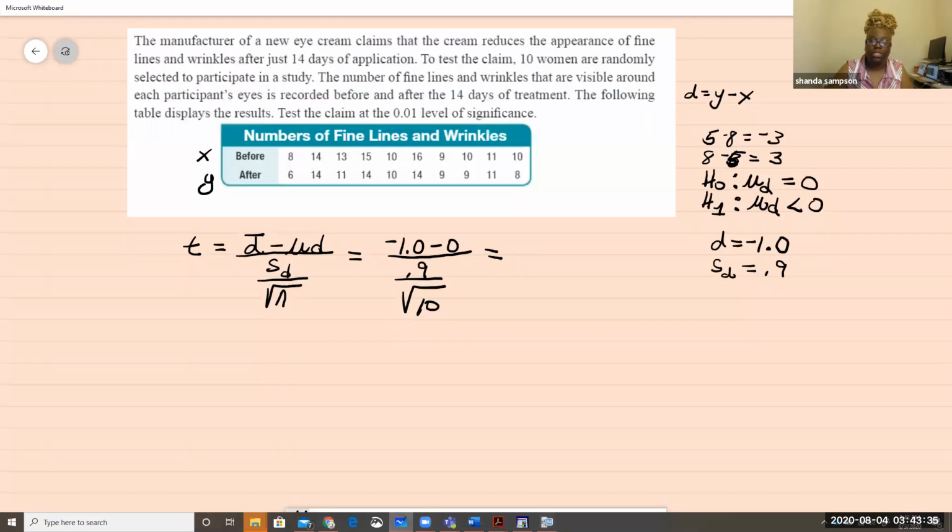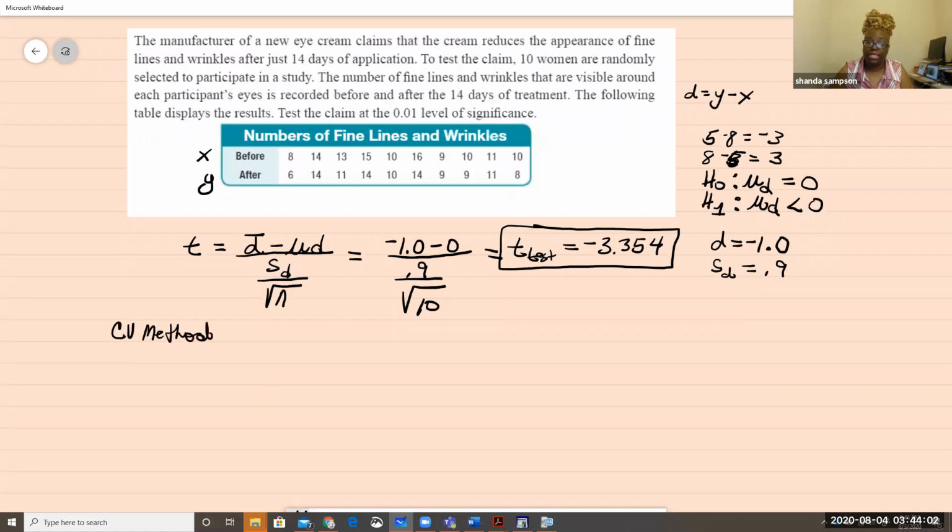So your T test statistic is going to be negative 3.354. Round it properly. Okay. And we're going to do the same thing with our critical value method, assuming maybe your instructor will let you choose methods. If they don't, you know how to do both.